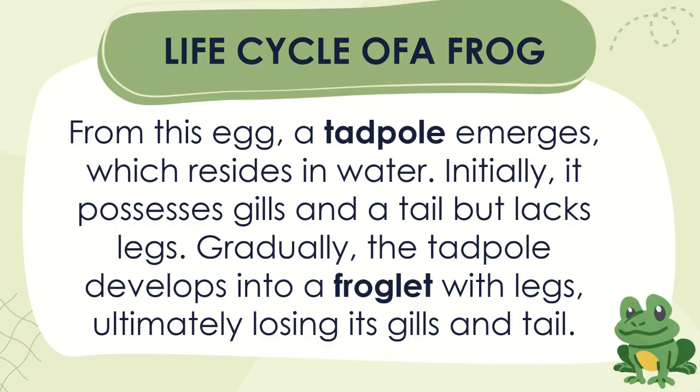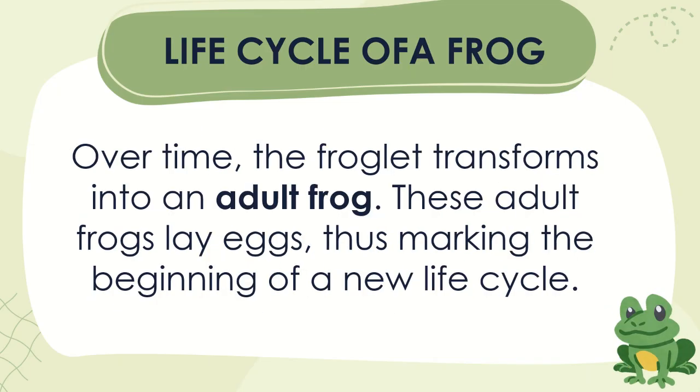Gradually, the tadpole develops into a froglet with legs, ultimately losing its gills and tail. Over time, the froglet transforms into an adult frog. These adult frogs lay eggs, thus making the beginning of a new life cycle.